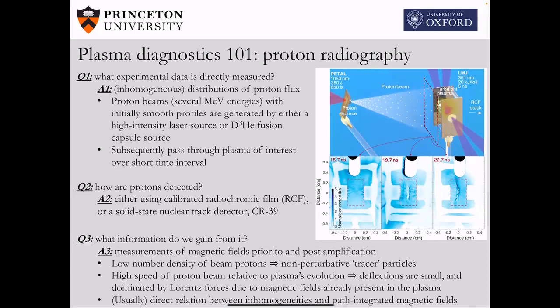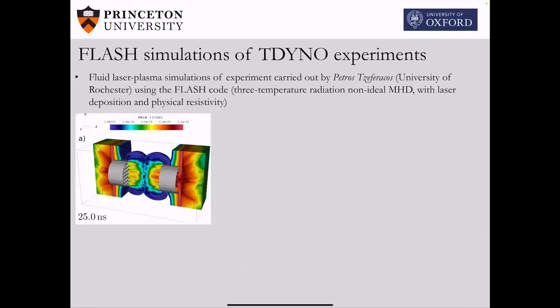It turns out that, provided the deflections aren't so large as to cause the proton beam to self-intersect prior to reaching the detector, there's a unique relation between these inhomogeneities and the 2 components of the path-integrated magnetic field, specifically the 2 components perpendicular to the predominant transit direction of the proton beam. So from one of these images, one can back out information about the path-integrated magnetic fields, and then under further assumptions, obtain inferred measurements of the magnetic fields. So that's a brief 101 of all the plasma diagnostics we're using on these experiments.